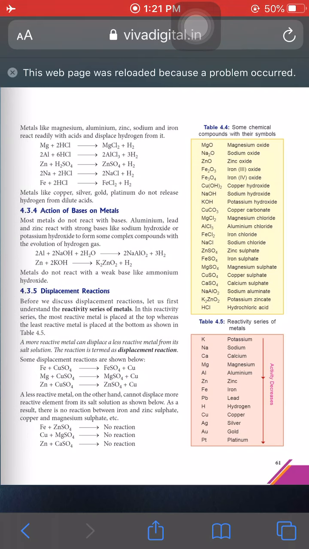Next, action of base. What are bases? When metals react with bases, most metals do not react with base. Aluminium, lead and zinc react with strong bases. When we react aluminium with a base, here the base is sodium hydroxide with water, then it also evolves hydrogen gas, with the basic nature of sodium aluminium oxide.